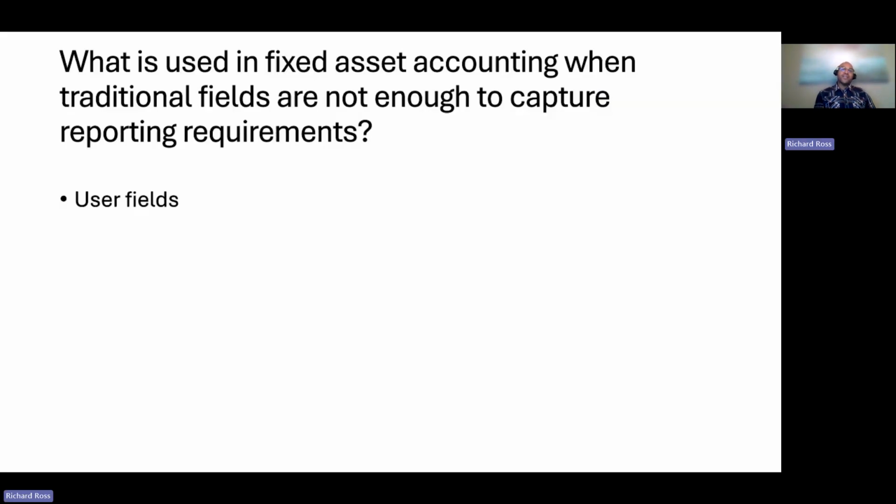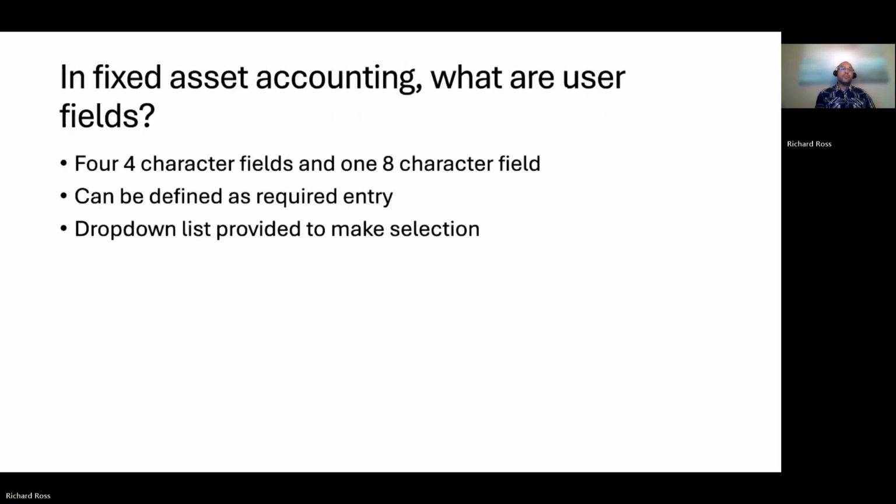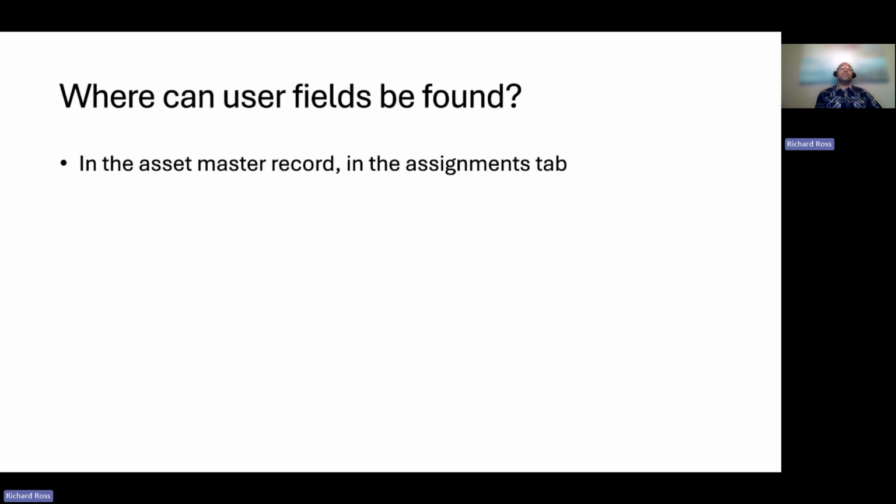What is used in fixed asset accounting when traditional fields are not enough to capture reporting requirements? User fields. In fixed asset accounting, what are user fields? Four 4-character fields and one 8-character field. Can be defined as required entry, drop-down list provided to make selection. Where can user fields be found? In the Asset Master Record in the Assignments tab.